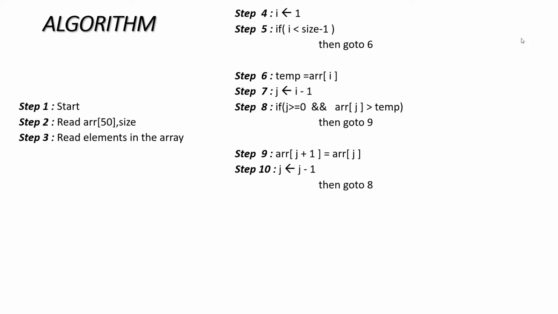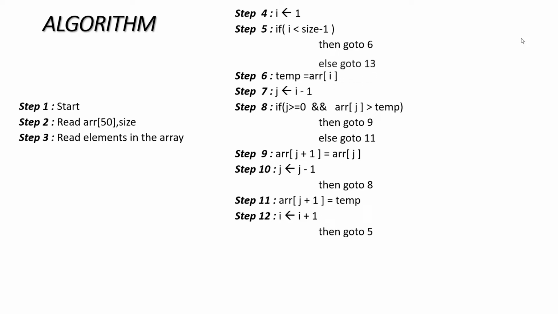And again check whether j is greater than or equal to 0 and the element at index j is greater than temp or not, until the condition in the 8th step fails. Once the condition fails, we move to the 11th step, where I insert temp at index j plus 1. Then I increment i. After incrementing, I move back to step 5.